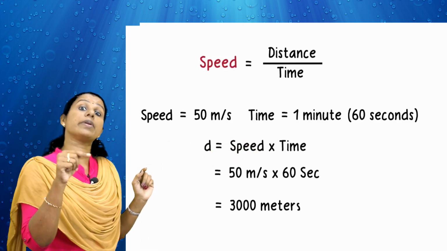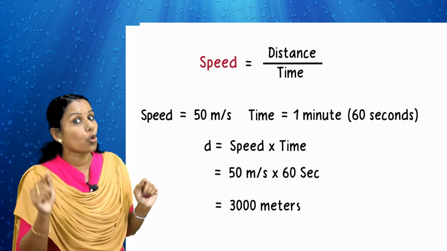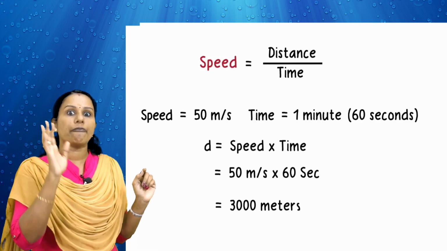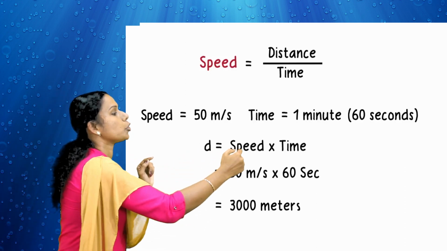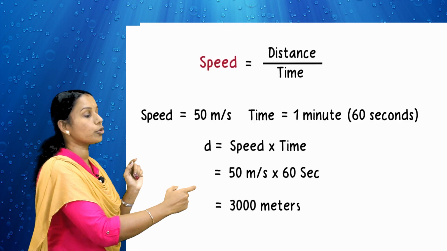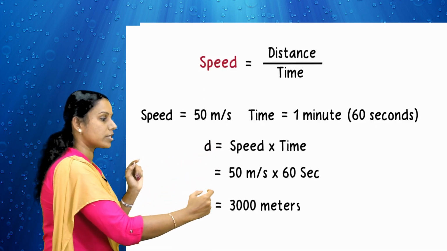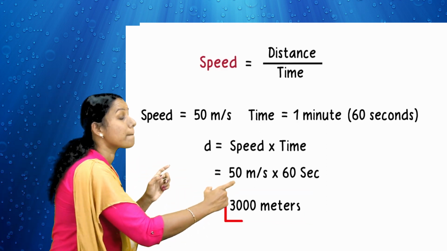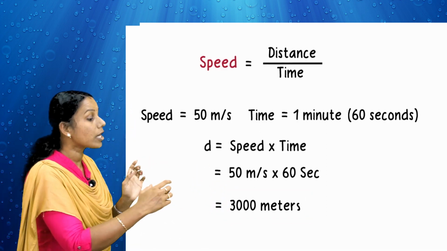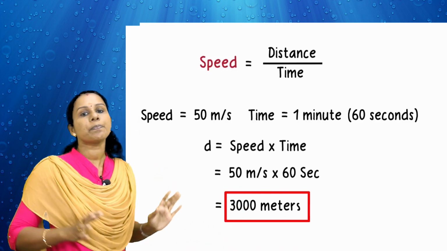That 1 minute should be changed into seconds. I told you, when we are doing numericals, every quantity should be in SI unit. That's why here 50 meter per second into 60 seconds. That is equal to 50 into 60, 3000 meter. So in this way, you can find the distance, and 3000 meters is the answer.